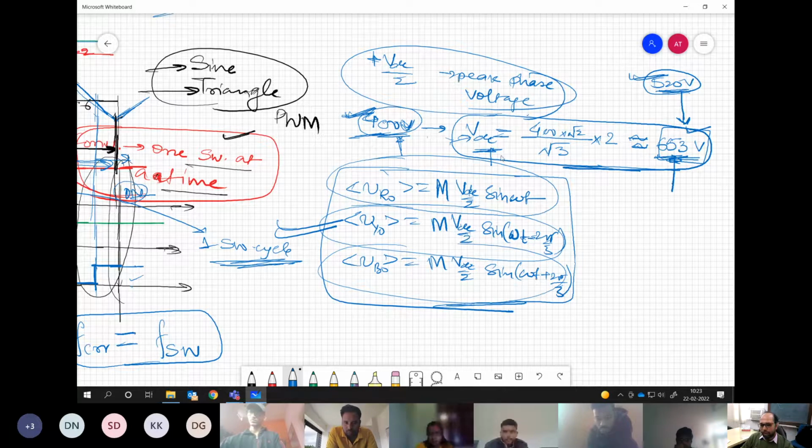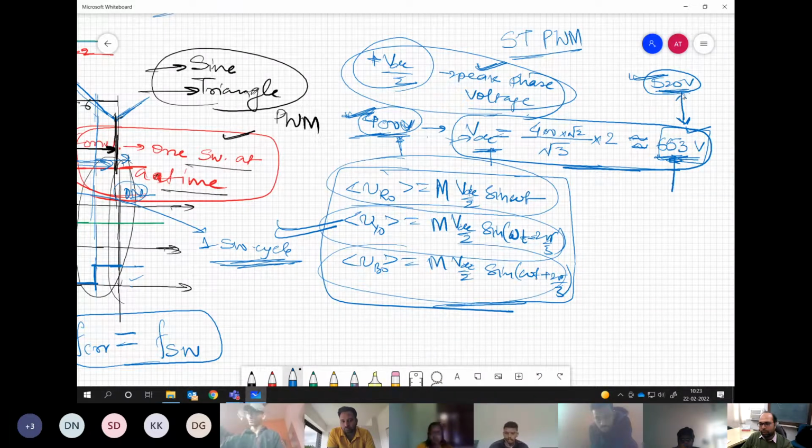So basically this VDC by 2 is your peak phase voltage. This is what we have seen. So we cannot get more than this in terms of the peak phase voltage whenever we are using sine triangle PWM. And please note that this is purely sinusoidal modulating signal. We have not injected anything extra in that. We will discuss those things a little later, maybe after a couple of classes. So this is what we are arriving at.